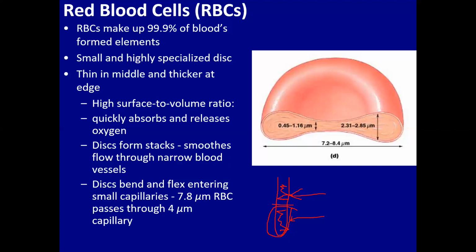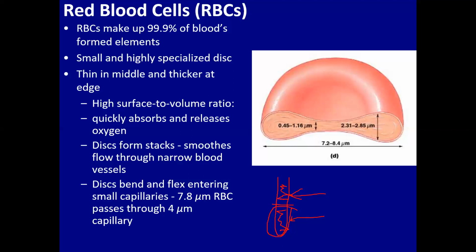A healthy red blood cell looks like a day-old jelly donut where the center has sunk and you have your outside ridges are higher. So it is thin in the middle and thicker at the edge. It's necessary to have this high surface to volume ratio because you need to quickly absorb as much oxygen as you can grab on to each red blood cell and then release it as necessary.